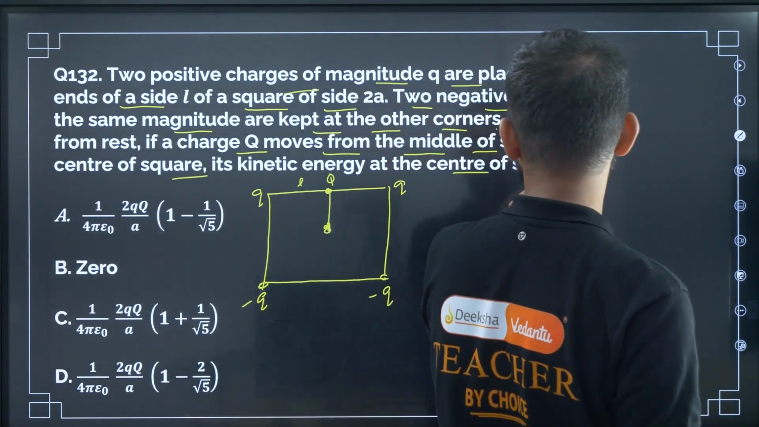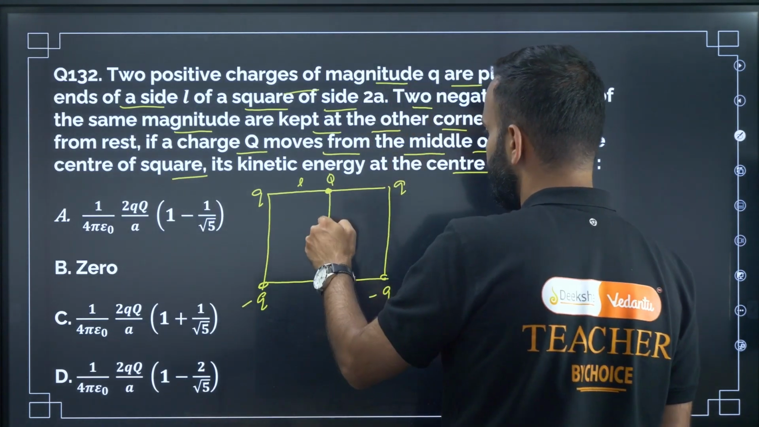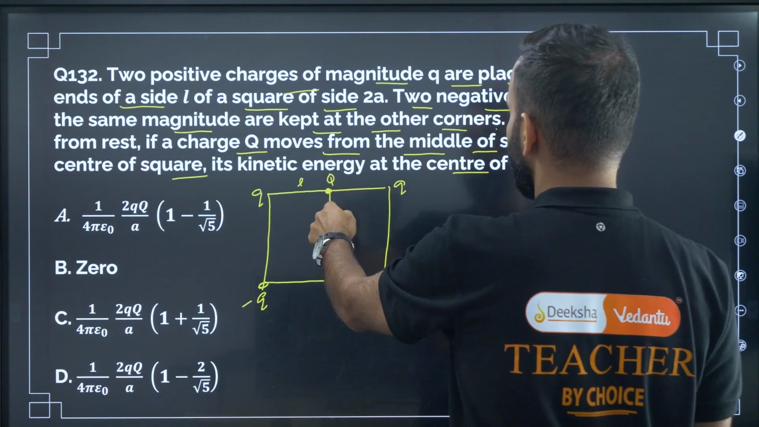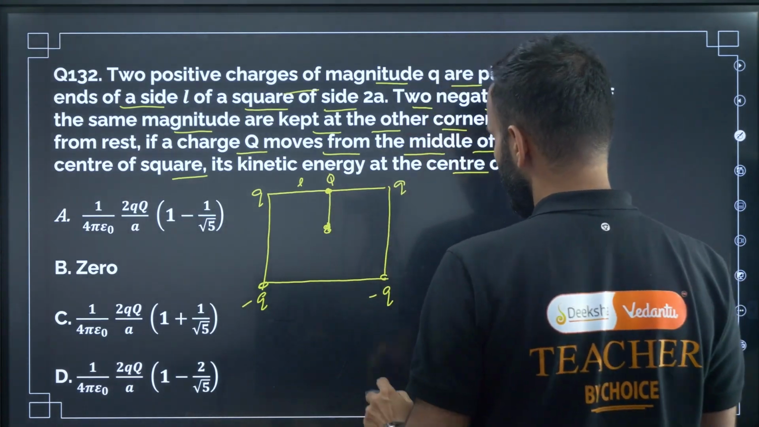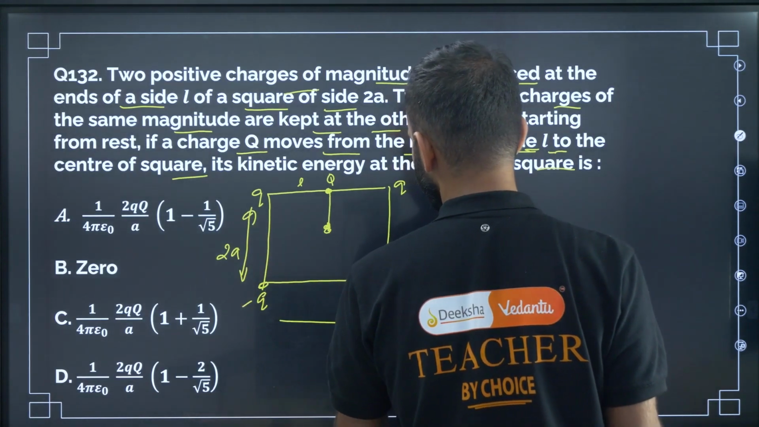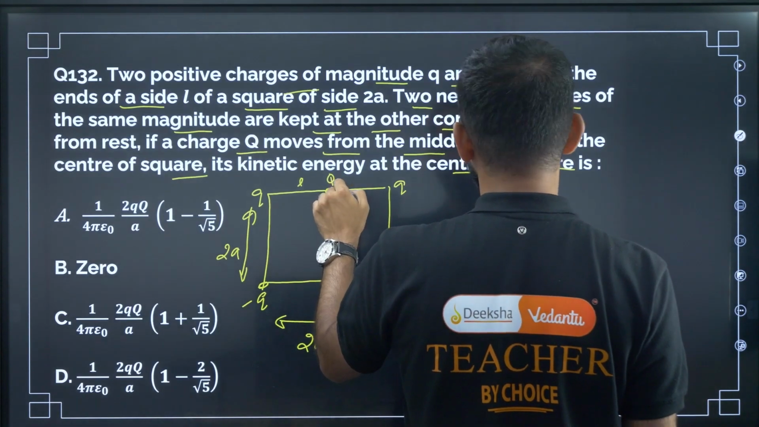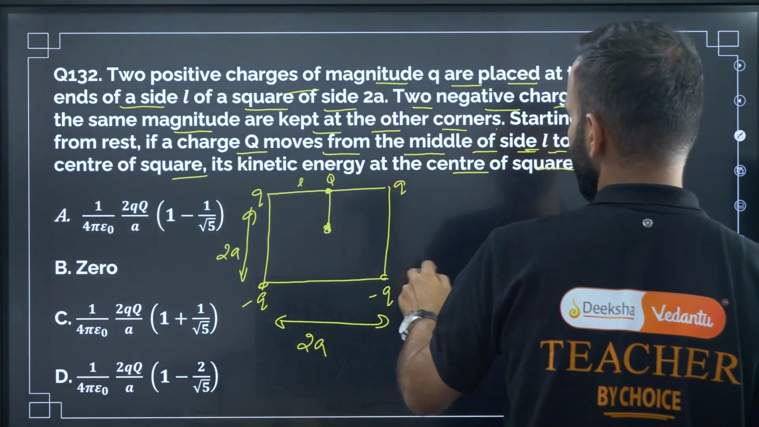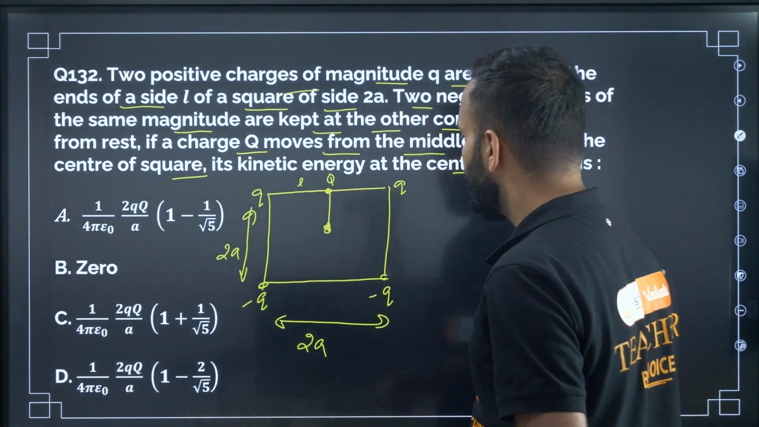Its kinetic energy at the center of the square is, okay, we need to find when the charge moves to the center of the square from the middle of side L. Here this is 2a, the square has side 2a. So we need to find the kinetic energy of this q at the center of the square. The direct question, right?